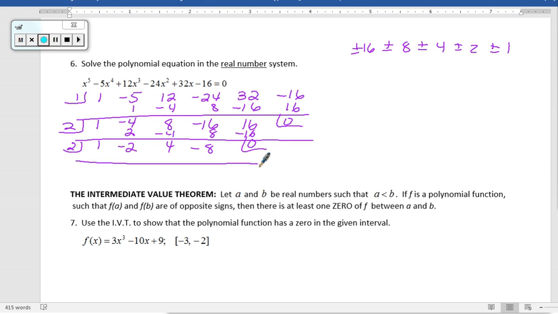So I'm going to run 2 again. Bring down the 1. 1 times 2 is 2. I get 0. 0, 4. I get 8, and another 0. So now I'm down to a quadratic. I've run the synthetic division 3 times.